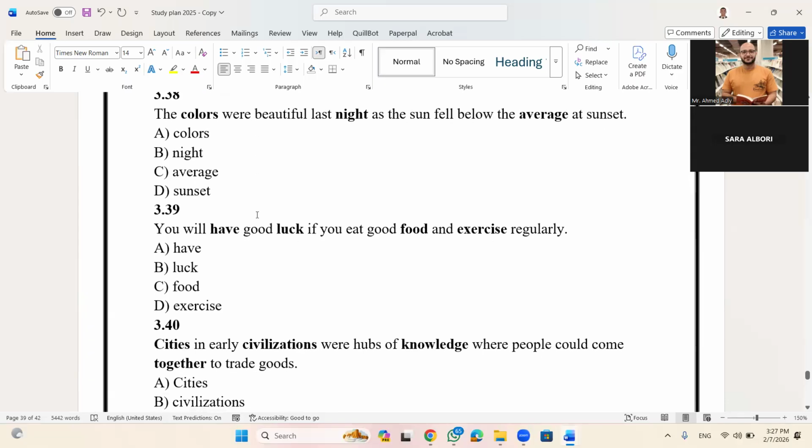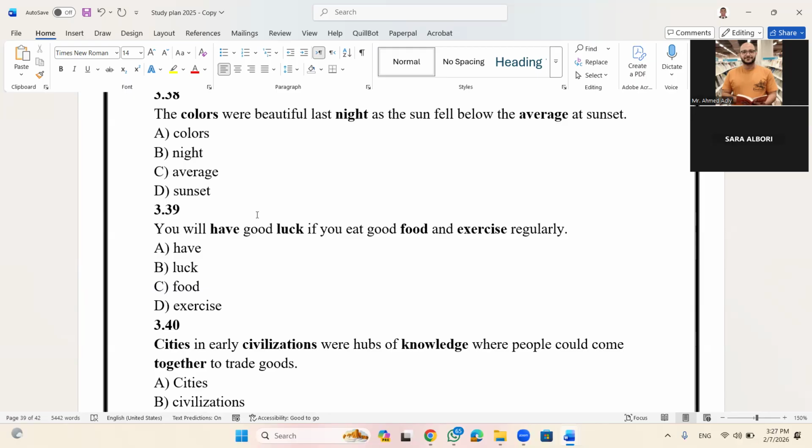The colors were beautiful last night, and the sun fell below the average at the sunset. Do you watch sunset? No. When the sun goes, oh my gosh, you don't watch sunset? Not even sunrise? I don't love the sun. What do you do then? I see the night. Yeah, night owl.